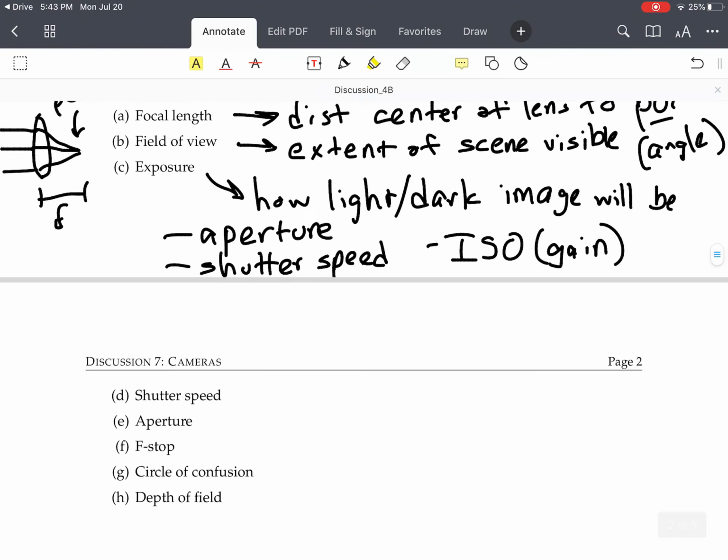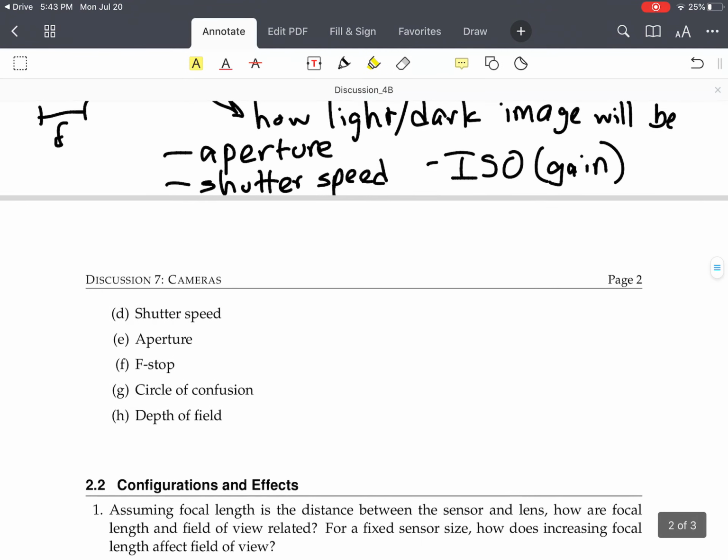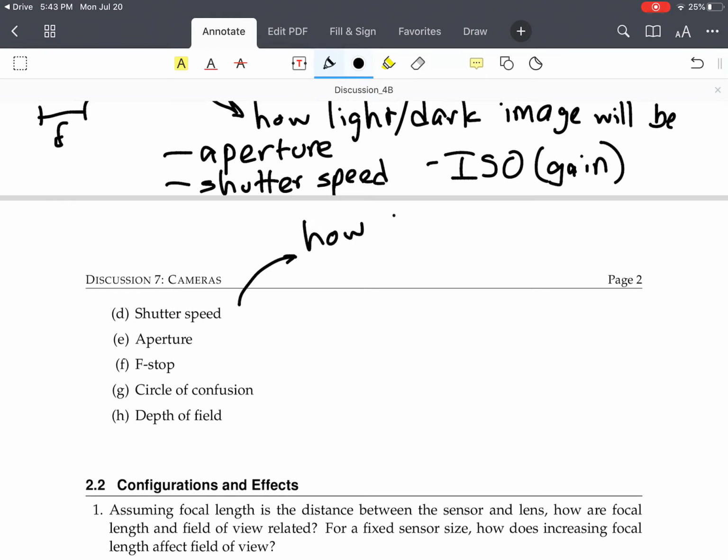Okay, so let's keep going. Let's talk about shutter speed and aperture, which are involved in exposure, as we just mentioned. So shutter speed is how fast the shutter opens and closes.